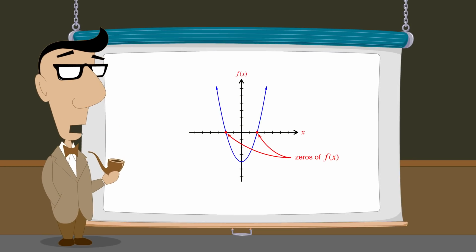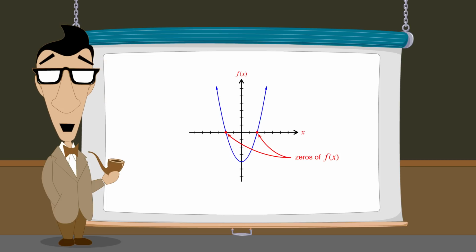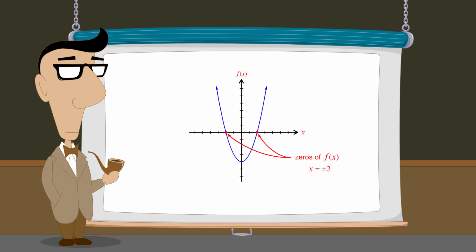In general, the zeros of a function are the input values that cause the function's output to have a value of 0. So for a function of x, the values of x which cause the function to produce a value of 0 are the zeros of the function. These zeros are sometimes called the roots of the function.